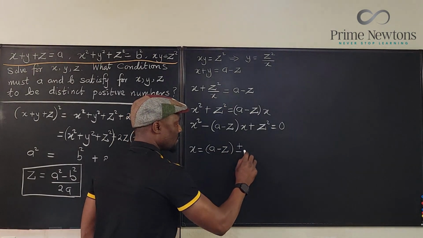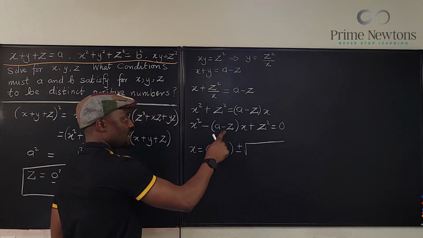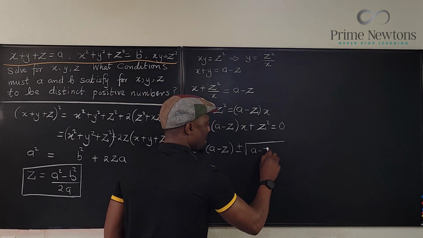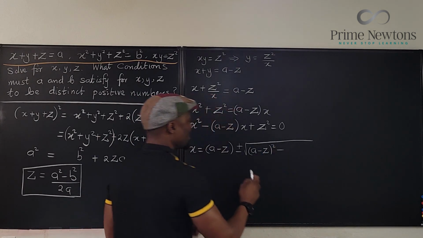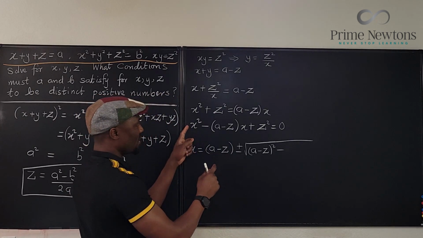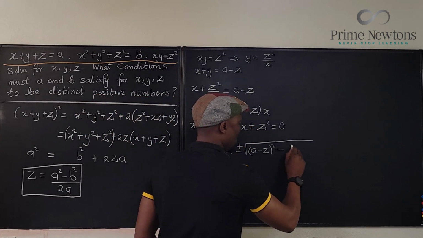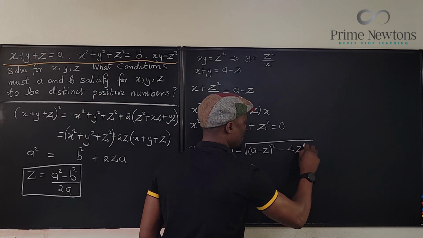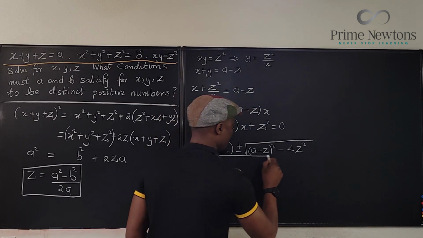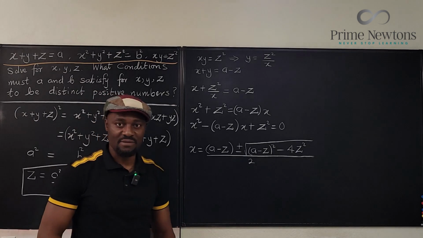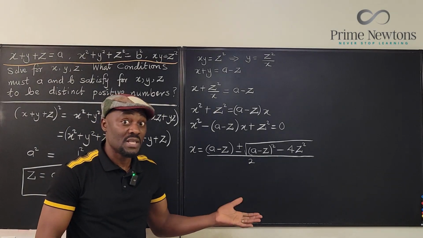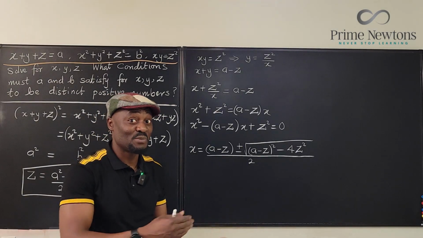Plus or minus the square root of b squared, which is going to be minus z squared, minus 4ac, which is 4 times 1 times z squared, which is 4z squared, all over 2. Okay, this is what I have. But remember, my answer cannot be in terms of z, it has to be in terms of a and b.